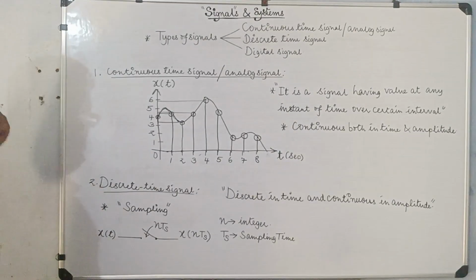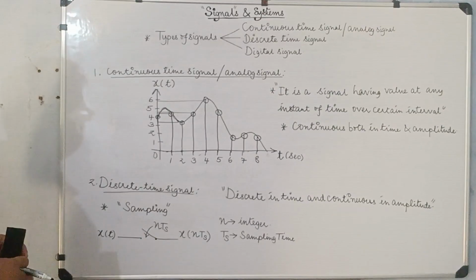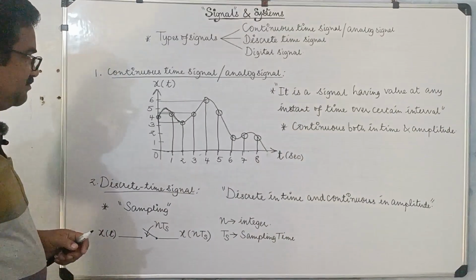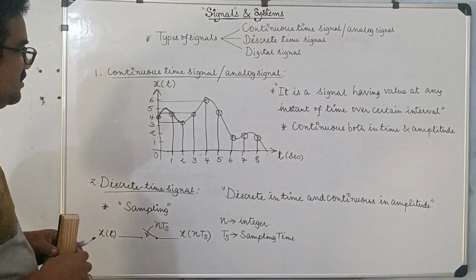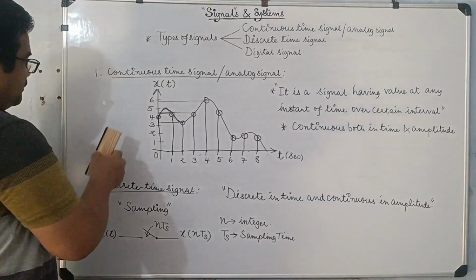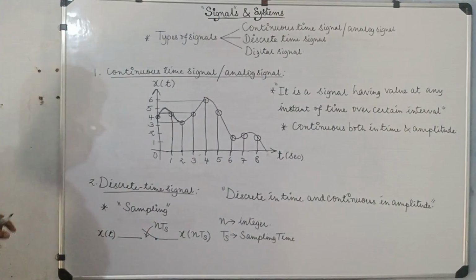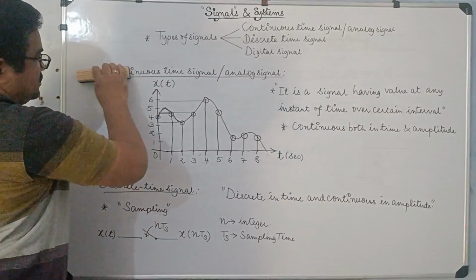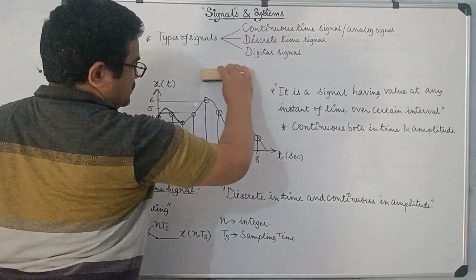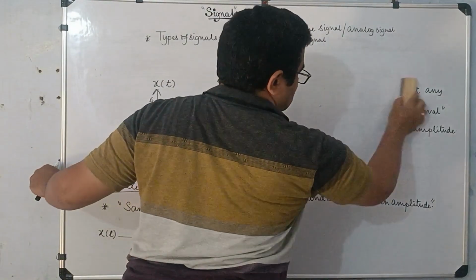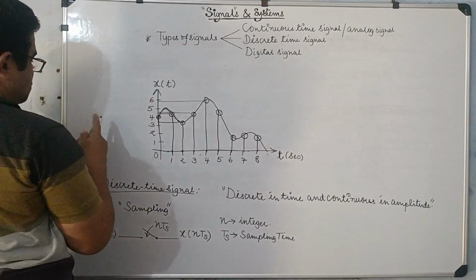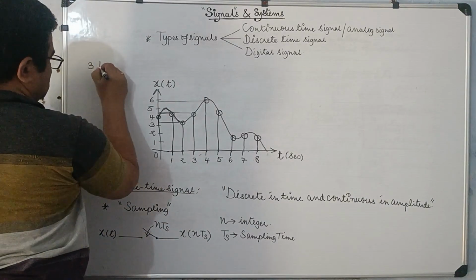Now let us see the third type of signal, that is the digital signal. I will make use of the same diagram for explaining the digital signal also. We have seen what is continuous time, what is discrete time, then we will see what a digital signal is. So my third type is a digital signal.